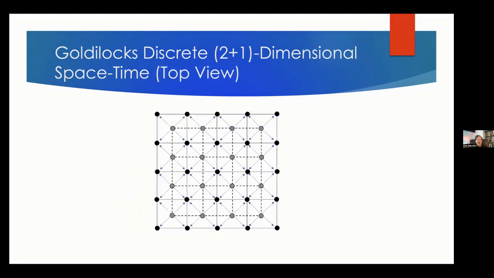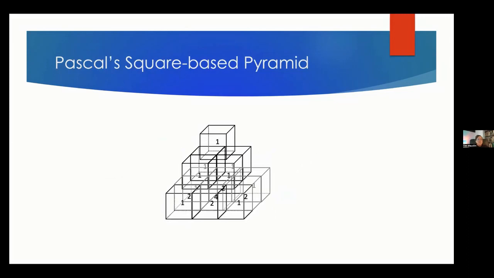Here's how it looks from above. The crosshatched ones are below, the solid dots are above, and you'll notice from every crosshatched one, you have 4 arrows going out in 4 different directions. Good. And then I can just build that up into a huge discrete space-time structure.